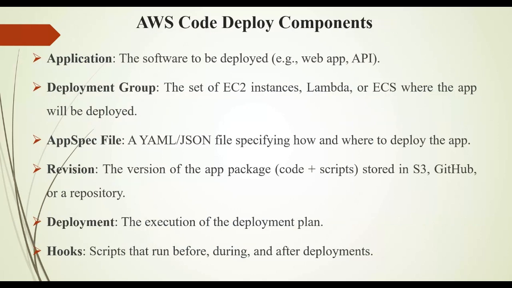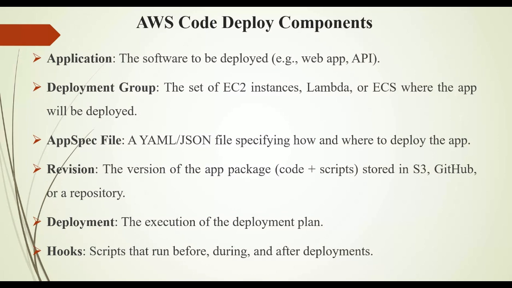The next is AWS CodeDeploy components. The CodeDeploy components are application, deployment group, AppSpec file, revision, deployment, and hooks. The application is the software to be deployed, for example, a web app or API applications. The deployment group helps to set up the EC2 instances, Lambda functions, or Amazon ECS where the app will be deployed. The AppSpec file is a YAML or JSON file specifying how and where to deploy the app. The revision is the version of the app package, code, and scripts stored in S3 buckets, GitHub, or a repository.